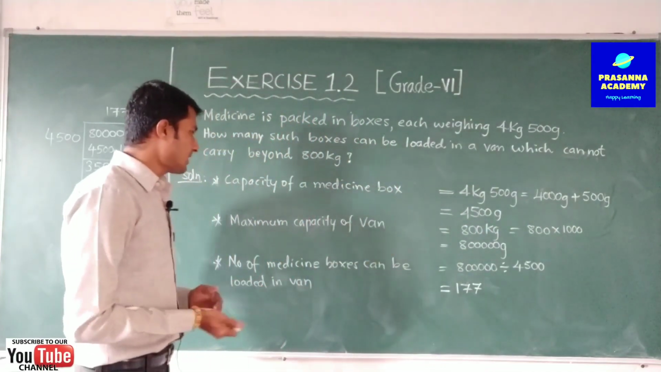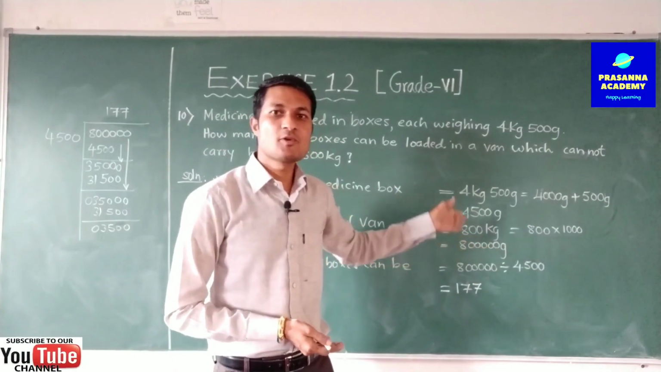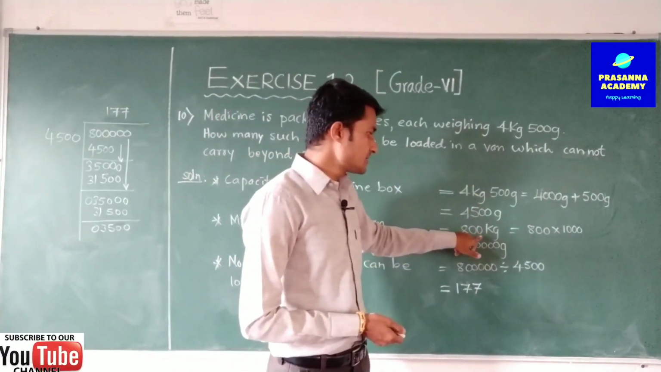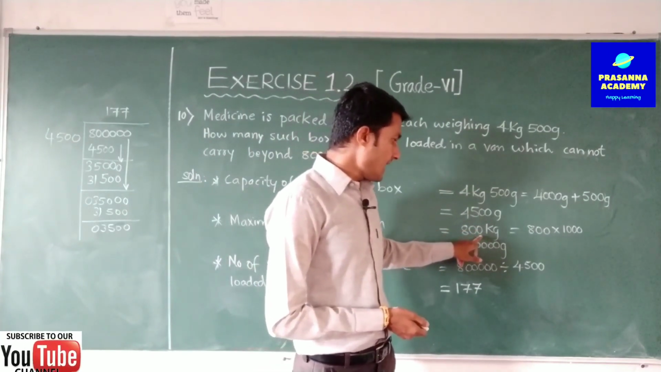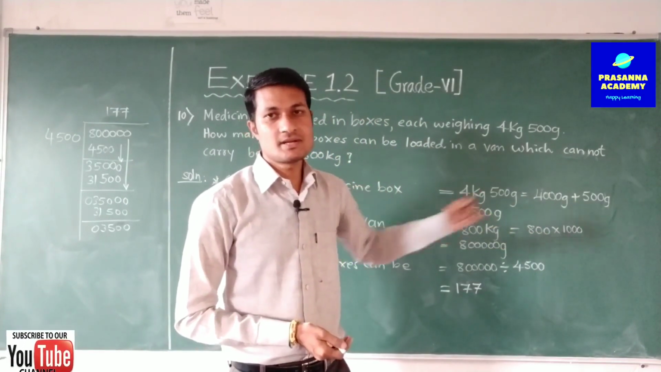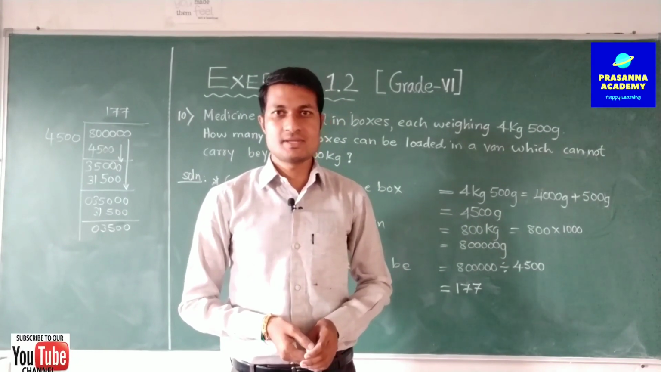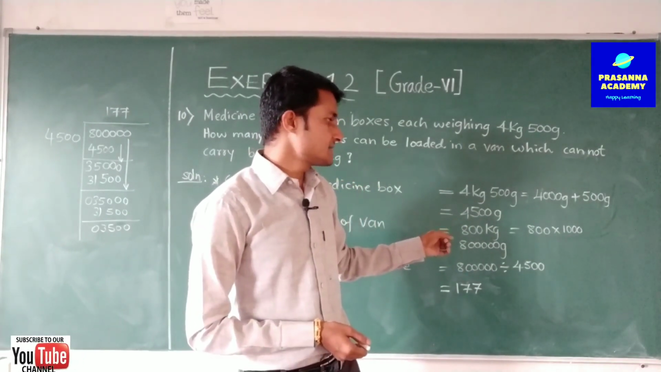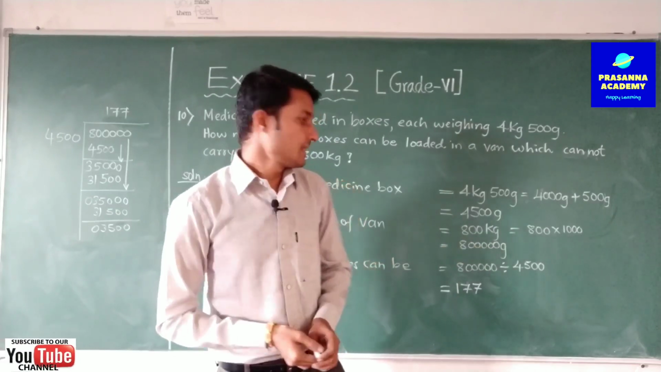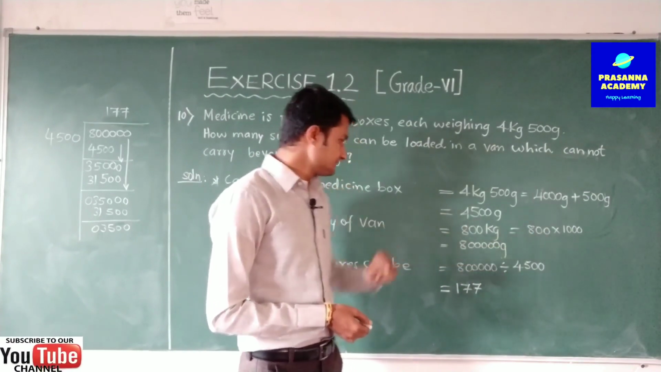Now I am going to convert the maximum capacity of the van, which is given in kg. I am going to convert this kg to gram as well. So 800 kg is converted to gram as 800 into 1000. Why did I multiply by 1000 here? The reason is that for 1 kg we have 1000 gram. So to convert this 800 kg we have to multiply the number 800 by 1000. That's why we get our final answer as 8 lakh gram, right?